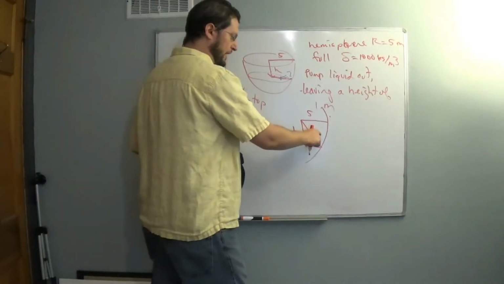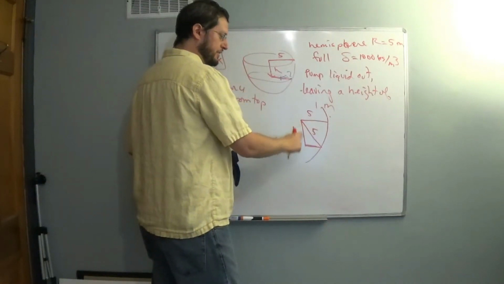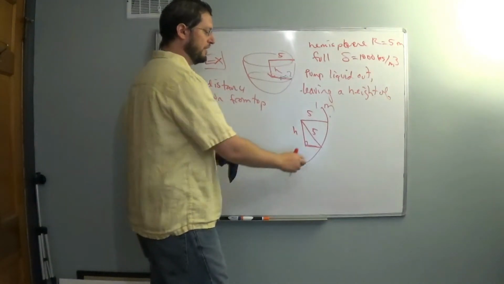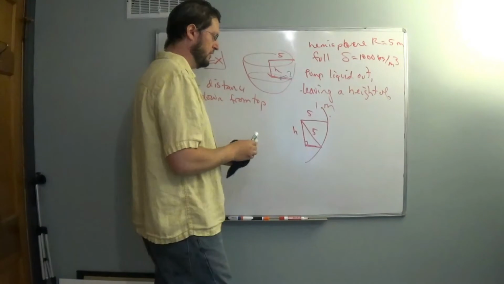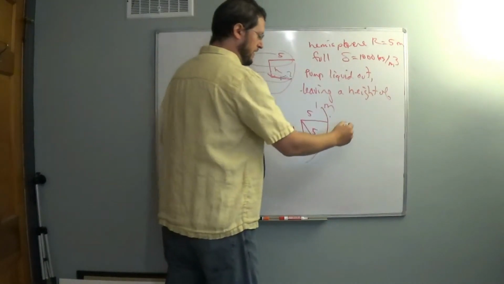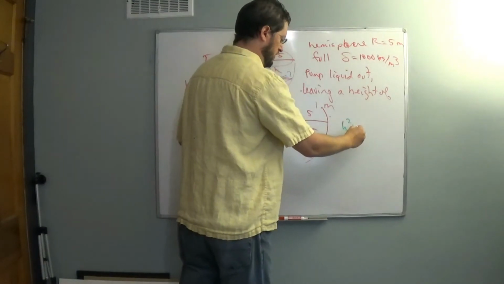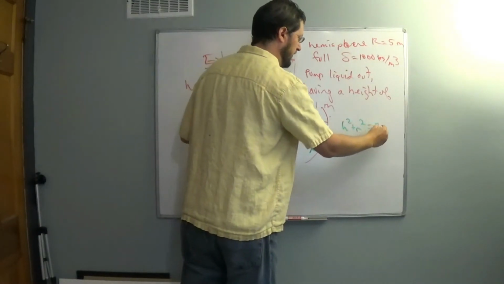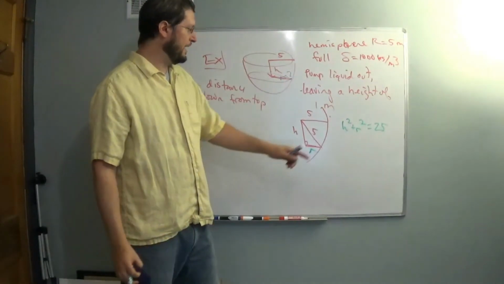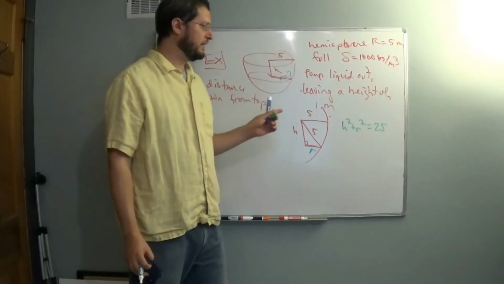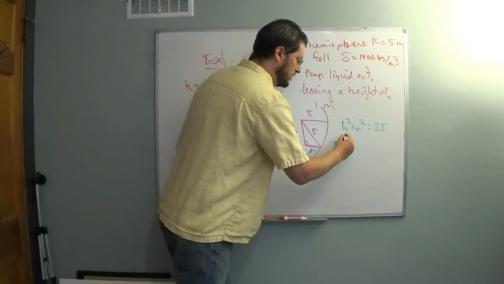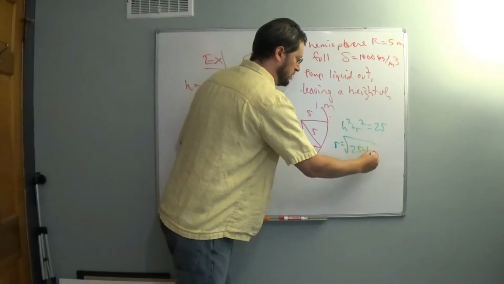So this is 5, this is h, this is a right triangle, which means I can use the Pythagorean theorem to get r. And this is the r that we want to know. And I can say that h squared plus r squared is 25, is 5 squared. Just as before, h is my variable, so I need to have h on the right as the variable. So if we solve for r, we get the square root of 25 minus h squared.